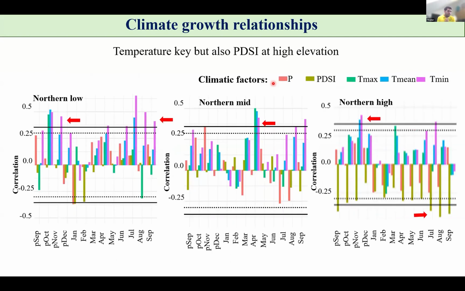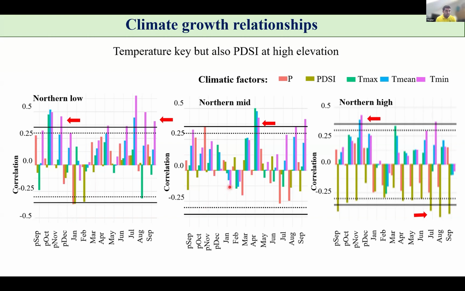When we analyze each population, here I am showing the northern three populations. In the lower elevation, where we saw the most pronounced increase in basal area also, we can see the minimum temperature is most strongly correlated, and for many months. But here we can also see a negative relationship with precipitation and Palmer Drought Severity Index, which are negatively correlated. So it again suggests that plants do not like too much moisture.